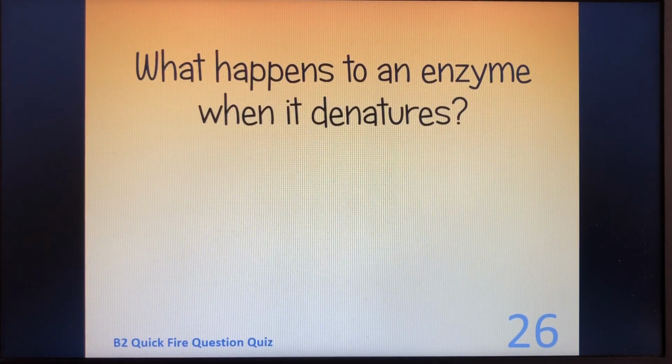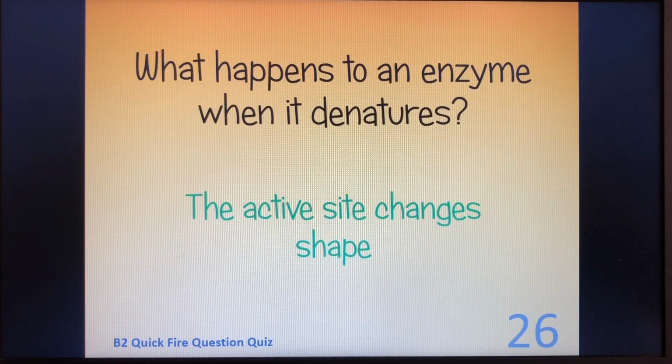What happens to an enzyme when it denatures? I've mentioned this already. What actually happens to the enzyme itself when it denatures? And the answer is the active site changes shape. So the active site we refer to as being the lock, and the substrate, the food substance, goes in as the key. And if the lock changes shape, then the key no longer fits. So the active site changes shape, and that's irreversible.